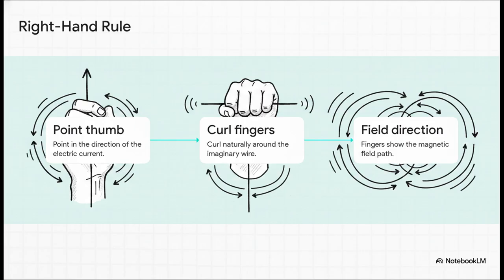But since magnetic fields are invisible, how do we picture them? Well, physicists use a really handy trick called the right-hand rule. Literally, just imagine you're grabbing a straight wire with your right hand. Step 1, point your right thumb in the direction the electric current is flowing. Step 2, allow your fingers to naturally curl around that imaginary wire. Step 3, the direction your fingers are pointing right now shows you the exact path of the magnetic field lines. They form these invisible, continuous, concentric circles right around the wire itself.